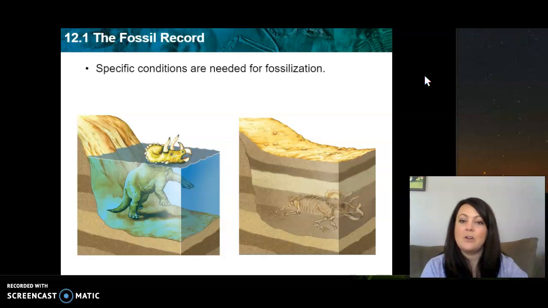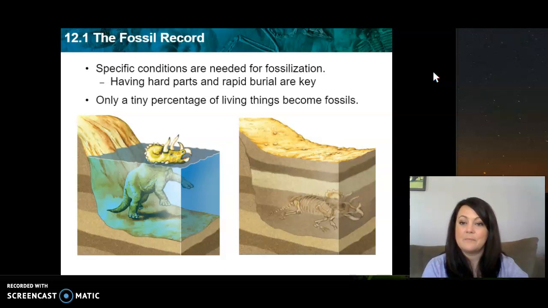Specific conditions are needed for fossilization. Having hard parts such as bone and rapid burial are key. The Mount Vesuvius eruption that occurred in Italy rapidly buried lots of hard things such as pottery and people, and their bones were preserved so we can see how life was in that time.